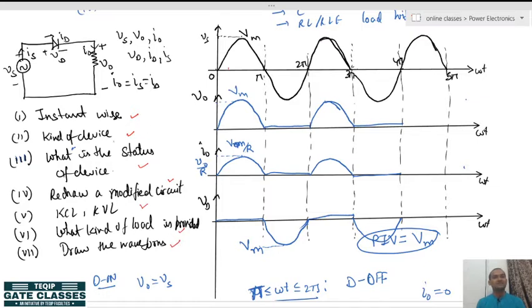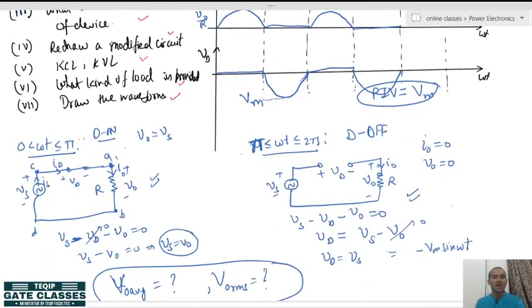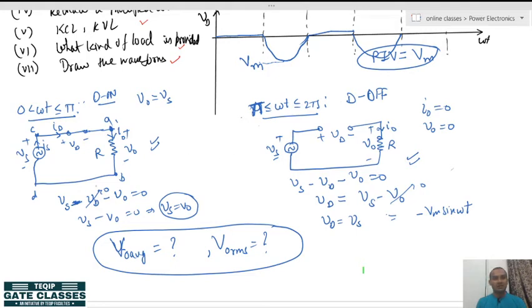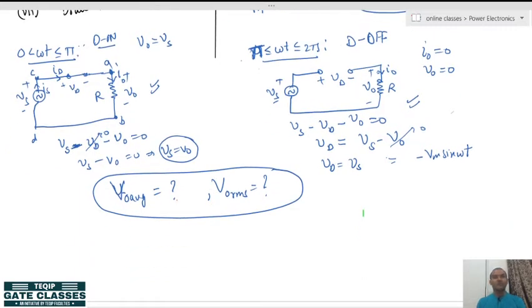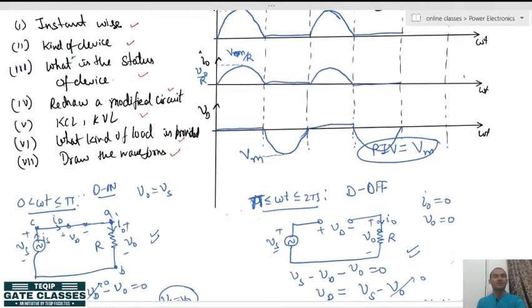Based on these 7 steps, in my previous lecture we already discussed the single phase half wave uncontrolled rectifier with resistive load. I also gave a question about the average value and RMS value of this circuit. I hope you have all done this. The average value comes out to be Vm over pi, and the RMS value comes out to be Vm by 2.